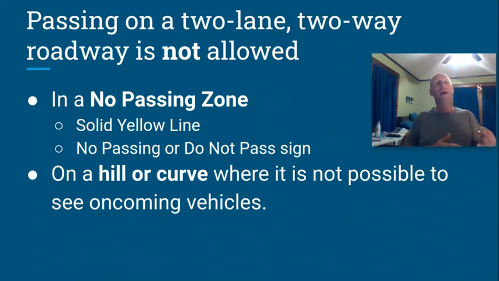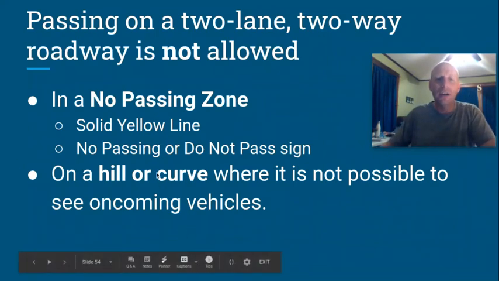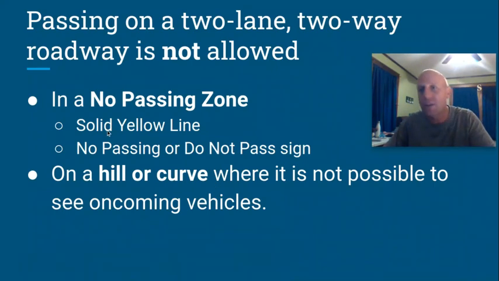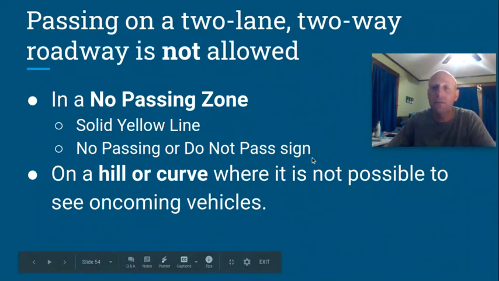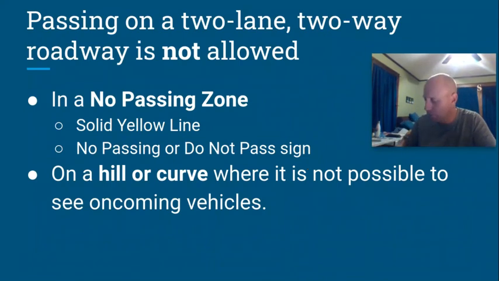You're also not allowed to pass on a hill or a curve where it's not possible to see oncoming vehicles. Now, you might say, well, why would they even put this in here? I mean, if it's a hill or a curve where you can't see oncoming vehicles, wouldn't there be a solid yellow line telling me not to pass? Maybe if you're on a highway. What if you're on a country road? Country roads don't always have lines on them. They don't have yellow lines or white lines. They're just a rock road or an oil and chip road or whatever. There's no lines, so you have to know these rules. If there's a hill or a curve and you can't see if there are vehicles coming, you can't pass. That's a rule.